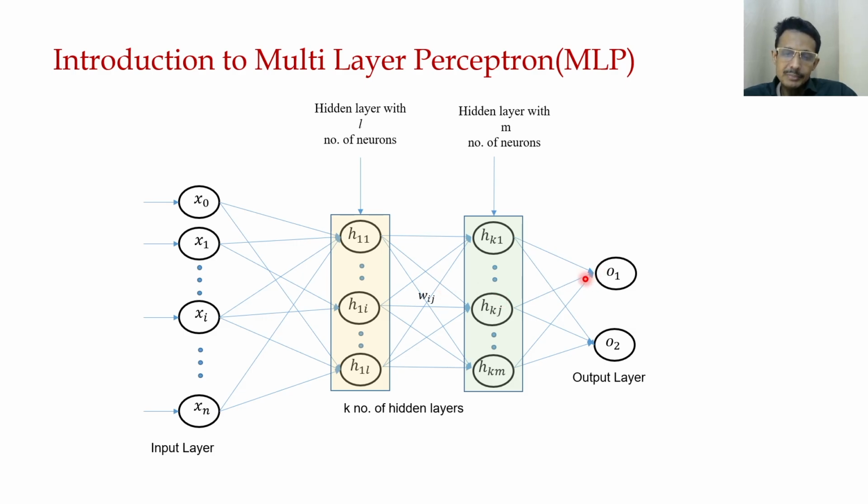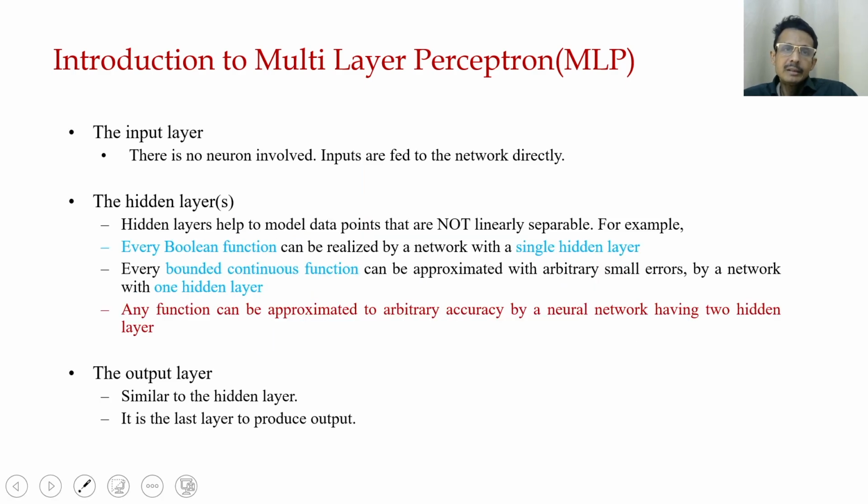So what we have seen is that the multi-layer perceptron essentially has three types of layer. One is the input layer. There are no neurons involved. The inputs are directly copied to the next layer. So inputs are fed to the network directly, that is, copied to the next hidden layer.